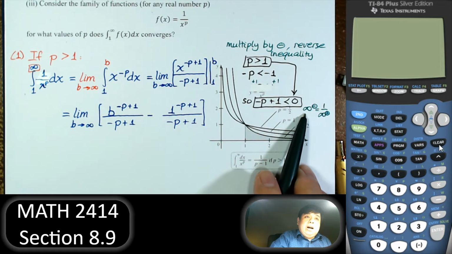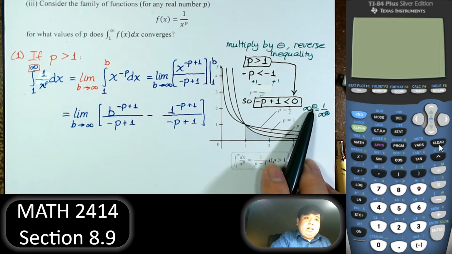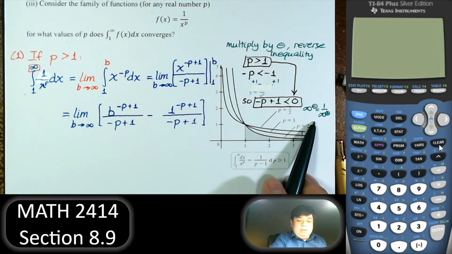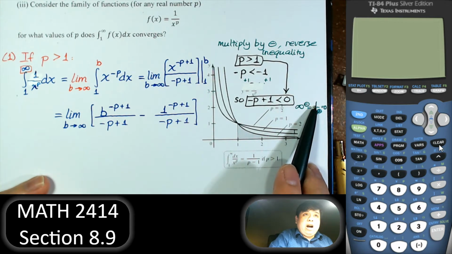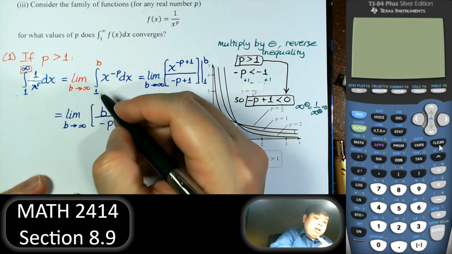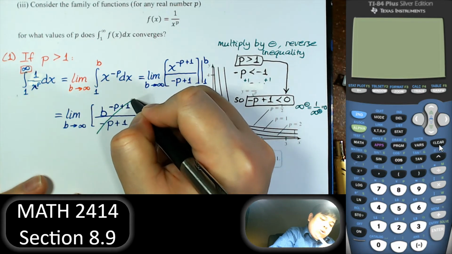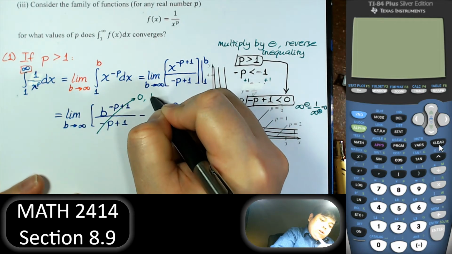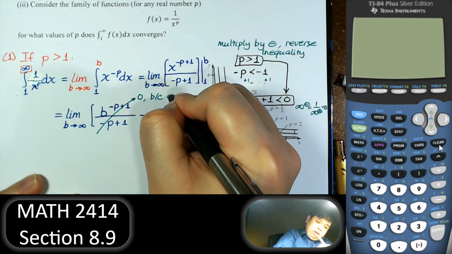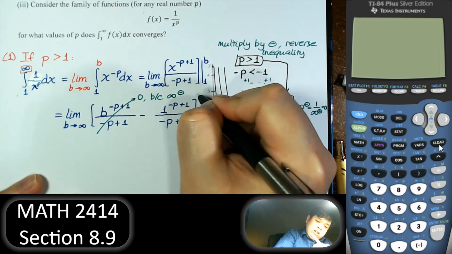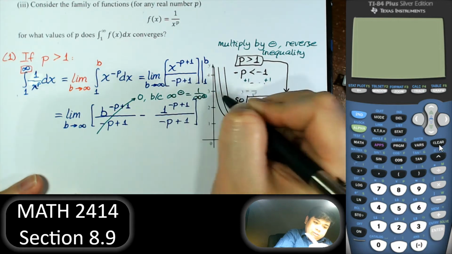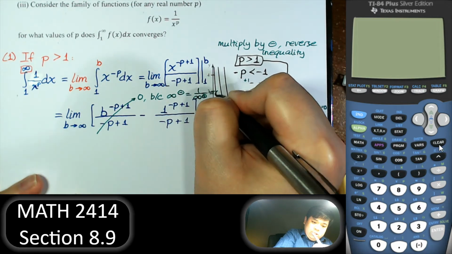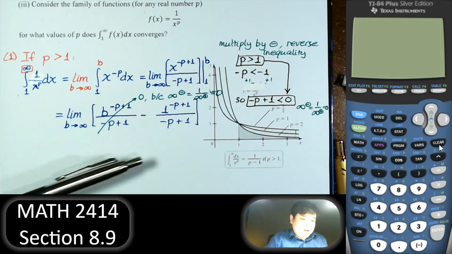So we have infinity raised to a negative power. So we bring it down: 1 over infinity to the positive power. And this is equal to 0, because finite divided by infinity. So bottom line, this goes to 0, because infinity to a negative power is equal to 1 over infinity to a positive power, which goes to 0. So that one goes to 0.